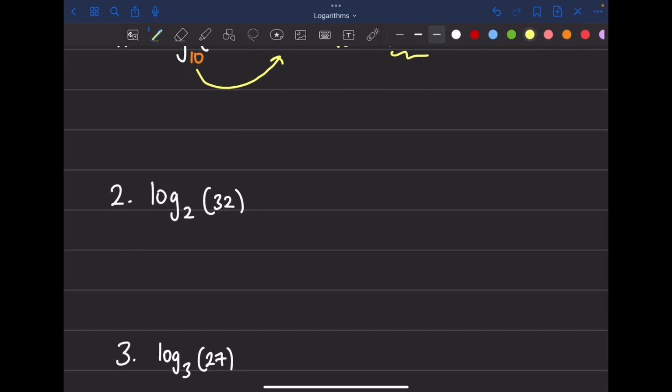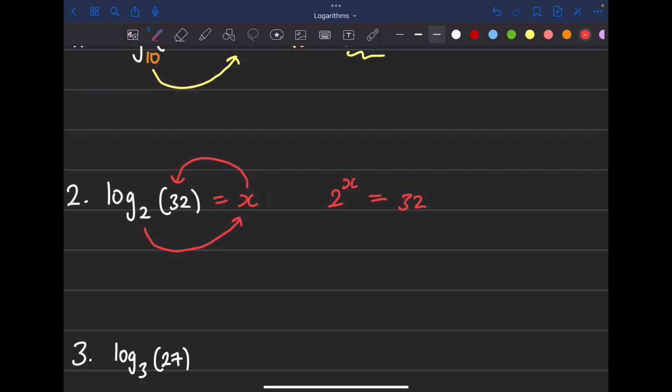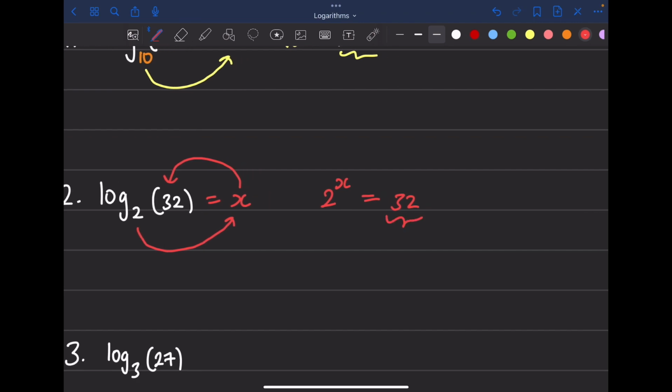Okay, question number 2, logarithm base 2 of 32. Once again, let's first make it equal to x, because that's what we always do. And then let's follow our loop. So 2 to the power of x is equal to 32. After that, how do you represent 32 as a power of 2? This would be 2 to the power of x is equal to 2 to the power of 5.